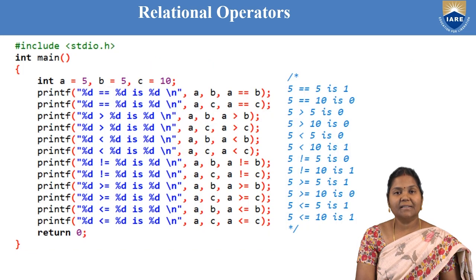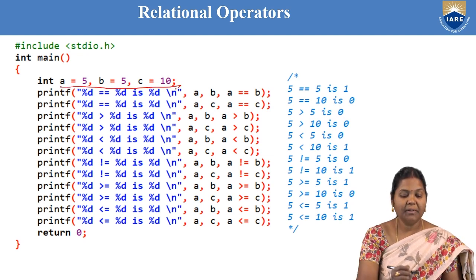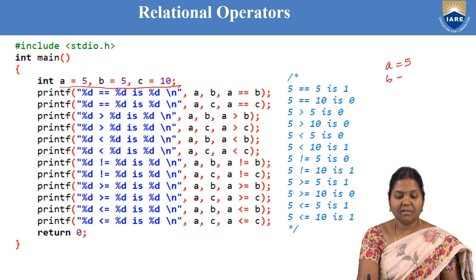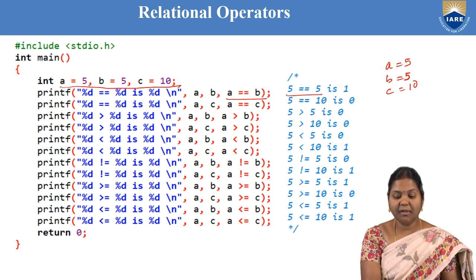Now, let us understand this program. To understand the relational operators, we have taken three integers: A is equal to 5, B is equal to 5, and C is equal to 10. Now, let us apply them one by one on the expressions. We are checking A double equals to B. That means the value of A is the same as the value of B. So 5 double equals to 5. Yes, it is true, so it returns 1. Next, A double equals to C. That is, A is 5 and C is 10.